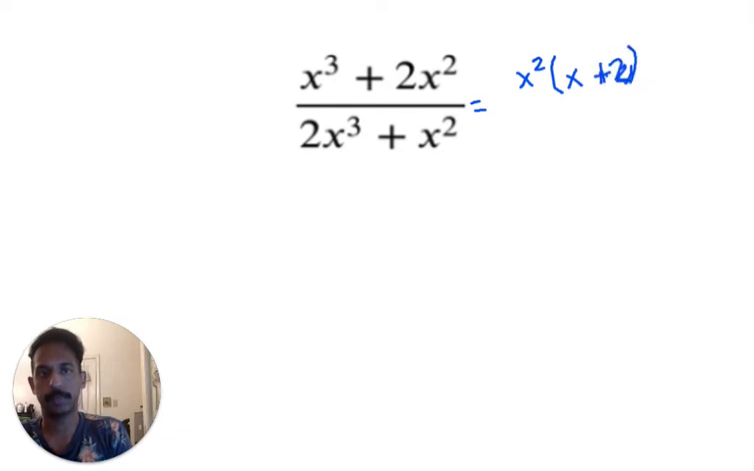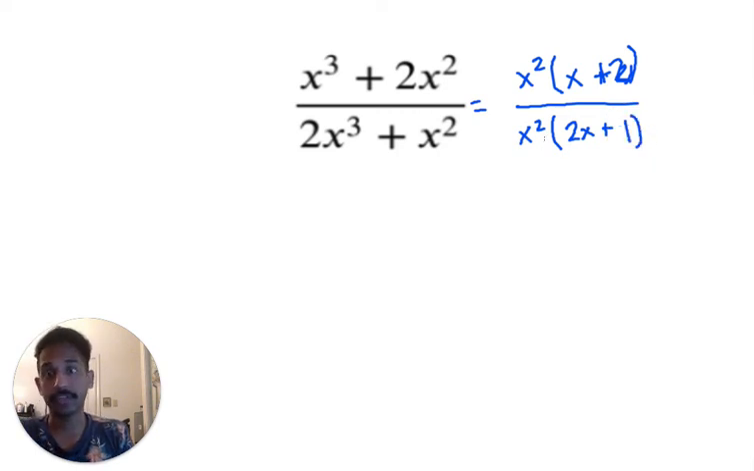Okay. And then in the denominator, we said already we can also take out an x squared, so let's do that. We're going to take out an x squared. 2x cubed, when I take out x squared, that's just going to leave 2x. And then x squared divided by x squared, that's just going to give us 1.